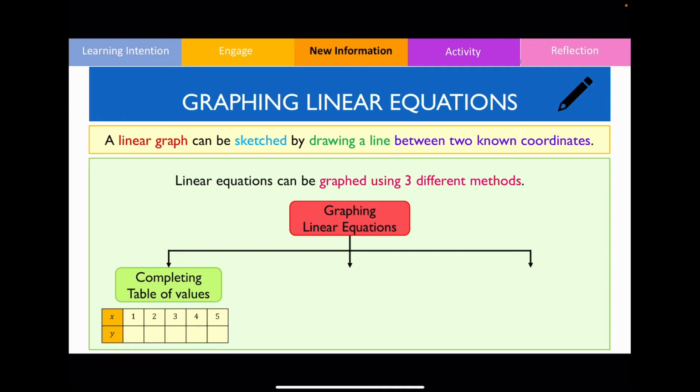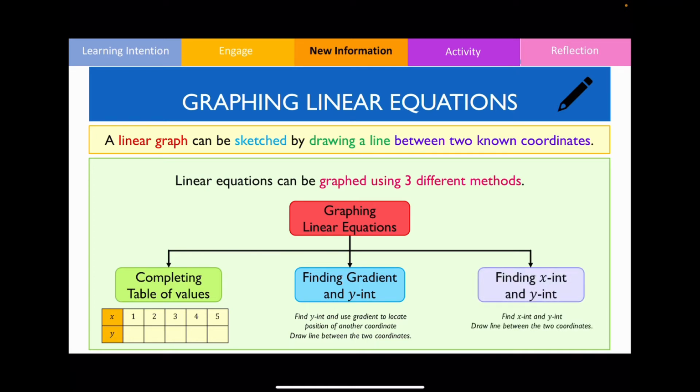Now, that particular method won't be acceptable in year 10. I'm going to show you other ways in this video for us to graph a linear equation. One of the ways is by identifying the gradient and using it to find the next coordinate from the y-intercept. And the last method is by identifying both the x and y intercepts.